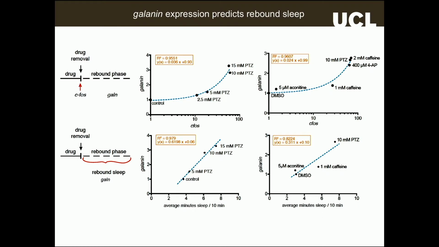So you can see with increasing doses of PTZ, zebrafish increase the amount of galanin they express, and that also predicts how sleepy they are in the rebound sleep phase. And this is again true across drugs. So now we have two lines of evidence that point to galanin, but obviously this could just be a correlation. Does galanin actually have anything to do with that behavior at all?